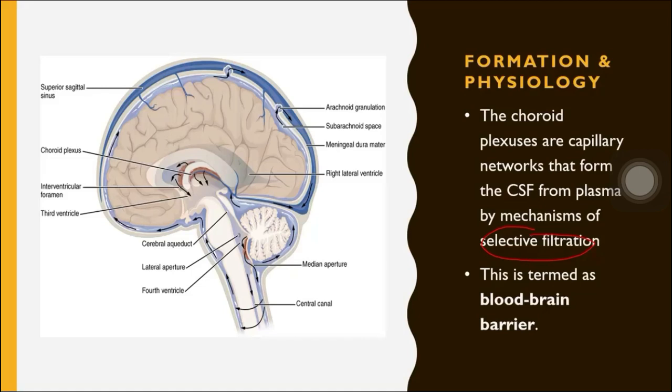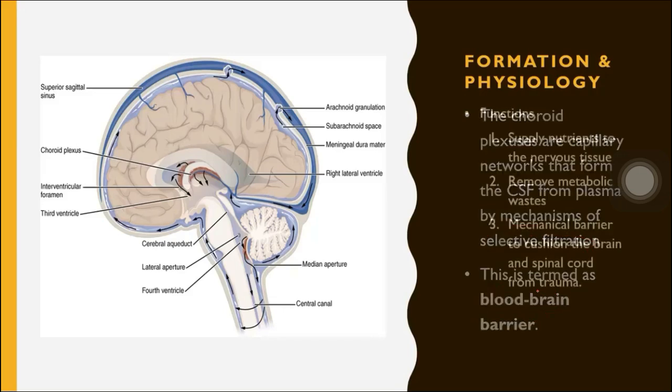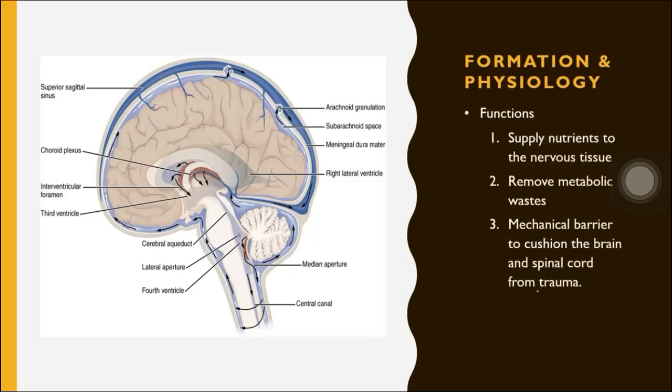So aside from that, the choroid plexuses forming capillary networks is also termed as what we know as the blood-brain barrier. So again, it protects the CSF from the components coming from the plasma. So what are the other functions of CSF? To supply nutrients to the nervous tissue, remove metabolic waste, and act as a mechanical barrier to cushion the brain and spinal cord from trauma.